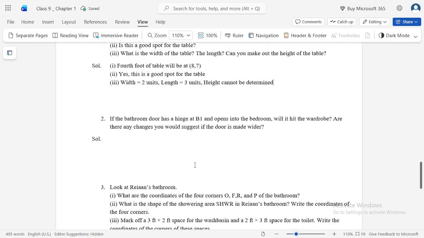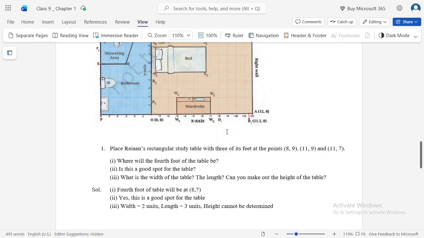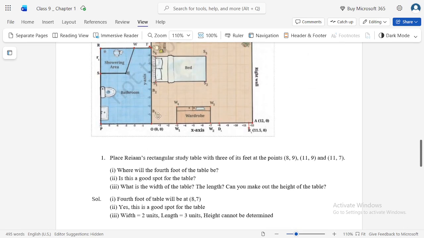Let's move to the second question. If the bathroom door has a hinge at B1 and opens into the bedroom, will it hit the wardrobe? Let's see where B1 is. B1 is the hinge of this bathroom door. So what is the length of this bathroom door? B1 is at 1 and B2 is at 4, so it is 3 units. And what is the distance between this hinge and the wardrobe? It is also 3 units. So as of now it will not hit the wardrobe.